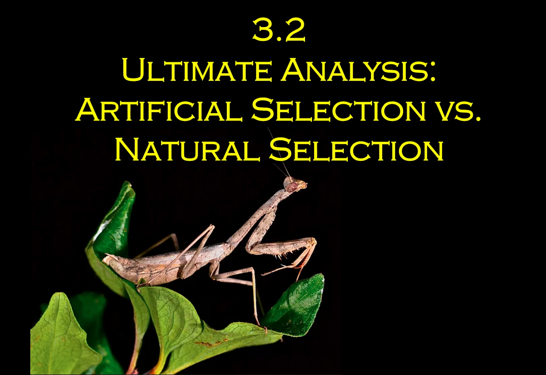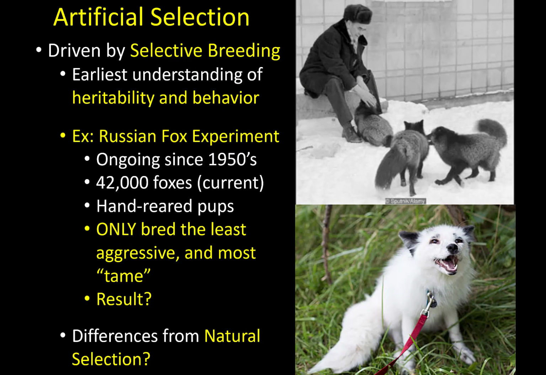Now, one of the first things that we need to talk about before we really dive into how ultimate analysis is done is the difference between artificial and natural selection. Artificial selection is a tool that's often used in ultimate analysis, especially when you're looking at how heritable a certain behavior might be. Artificial selection is driven by what's called selective breeding, and this is something that we humans do. Our earliest understanding of heritability of all traits, and also the heritability of behavior in particular, came from selective breeding experiments. Now, these are really, really easy to do.